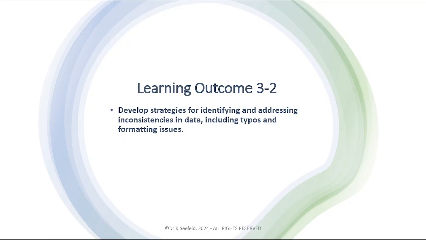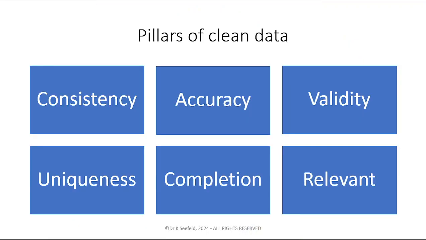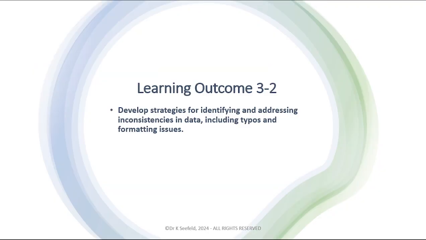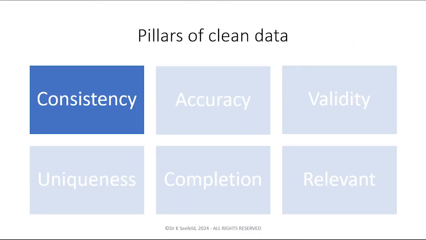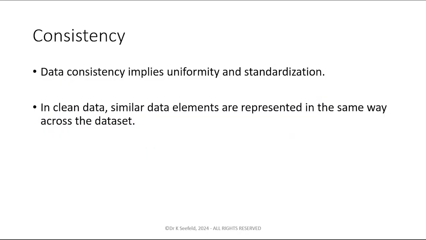Okay. So the first aspect to look at is the aspect of consistency. And so learning outcome 3.2 is to develop strategies for identifying and addressing inconsistencies in data, including typos and formatting issues. Now, there are a lot of ways that data can be inconsistent. This is one of the main things in data cleaning. Consistency means that the data is uniform and standardized. In clean data, similar data elements are represented in the same way across the data set.